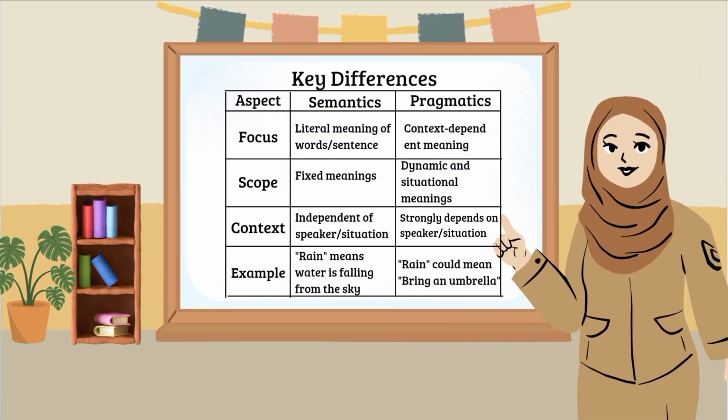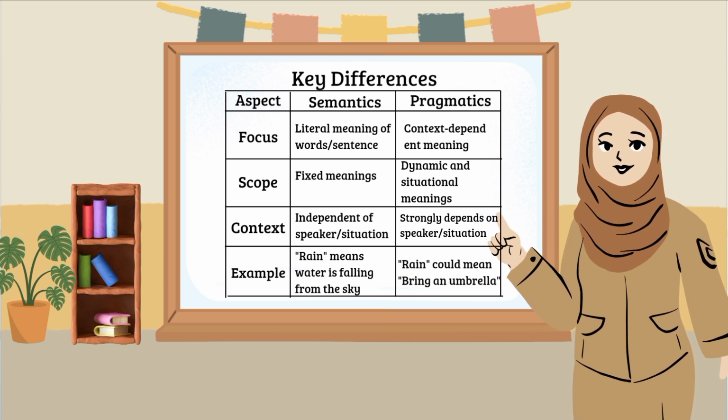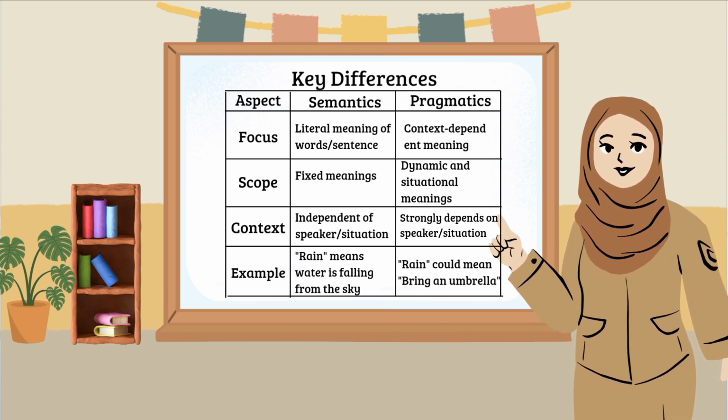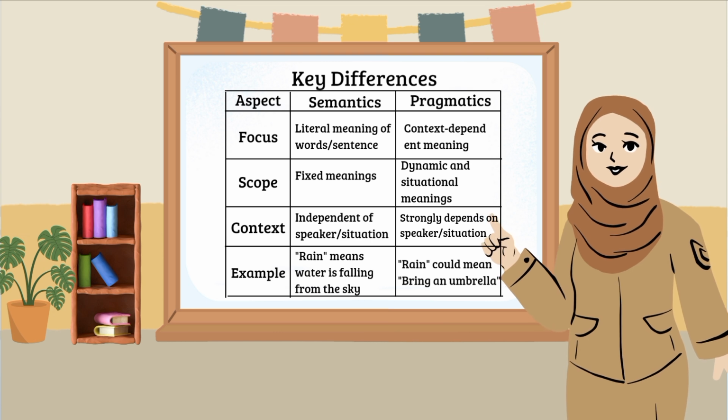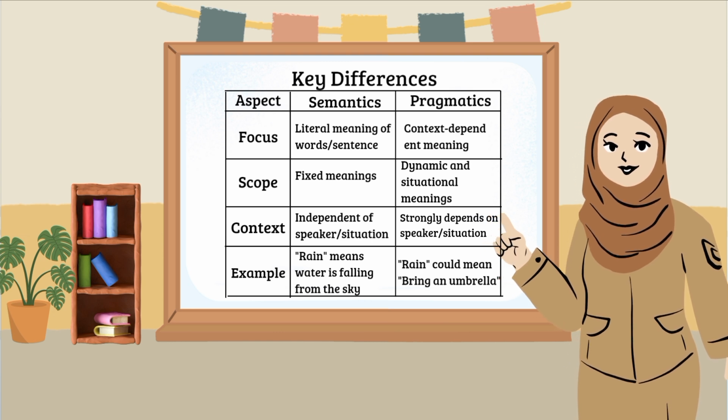Next, key differences. The main differences between semantics and pragmatics can be seen in this table. Semantics focuses on literal meaning, while pragmatics focuses on context-influenced meaning. The meaning in semantics is fixed, whereas in pragmatics, it is more dynamic. For example, the word rain in semantics means water falling from the sky, but in pragmatics, rain could imply a suggestion to bring an umbrella.